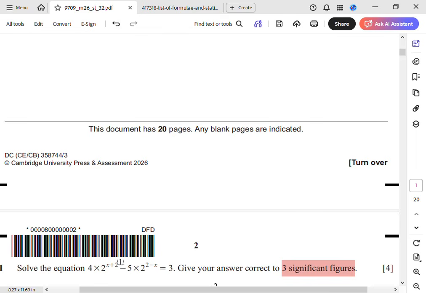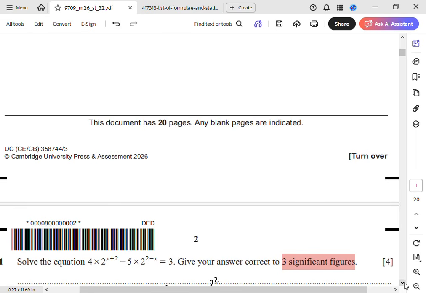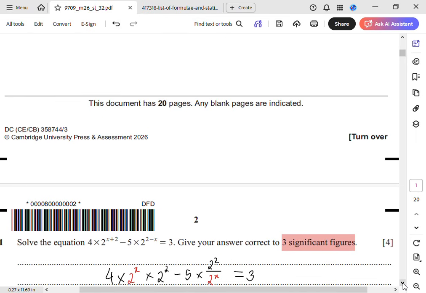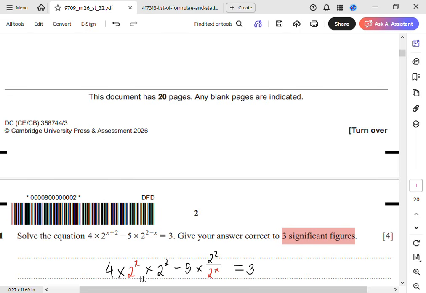As you know from the rules of indices, if there is addition in the power, you can write it as a product of two indices with the same base. So 2 to the power x plus 2 then becomes 2 to the power x times 2 to the power 2, and 2 to the power 2 minus x becomes 2 to the power 2 divided by 2 to the power x. And then you can take the 2 to the power x as a different variable. I chose y.